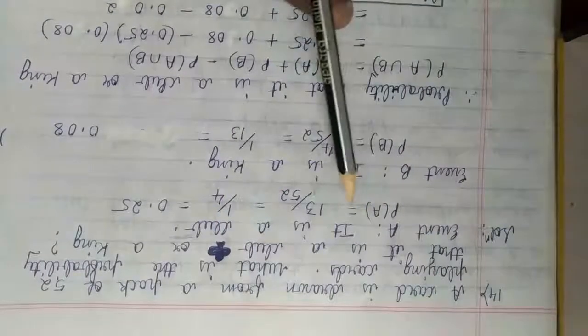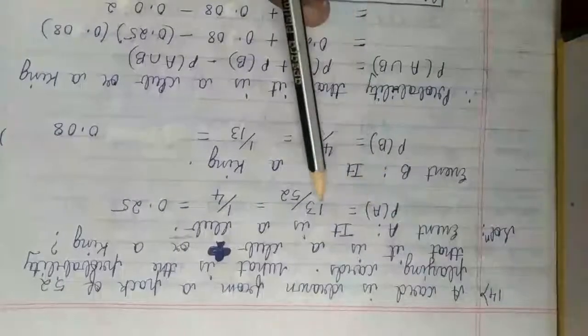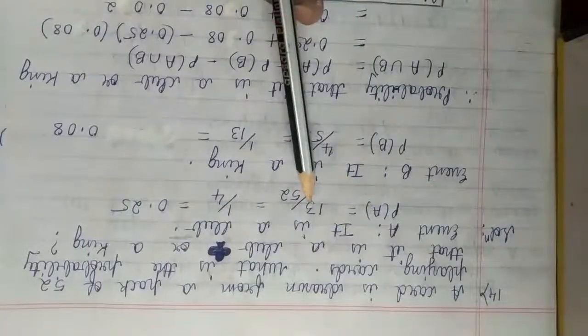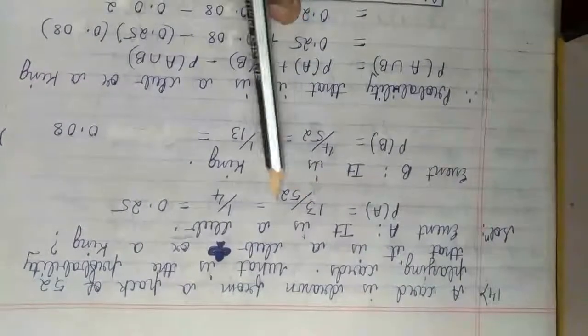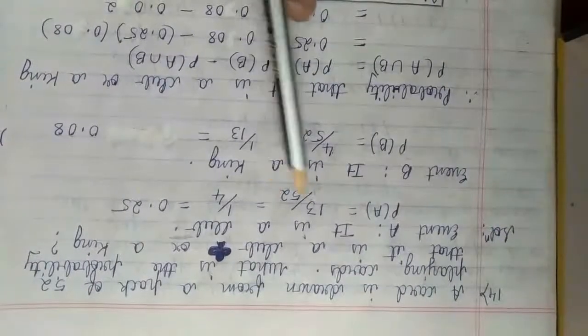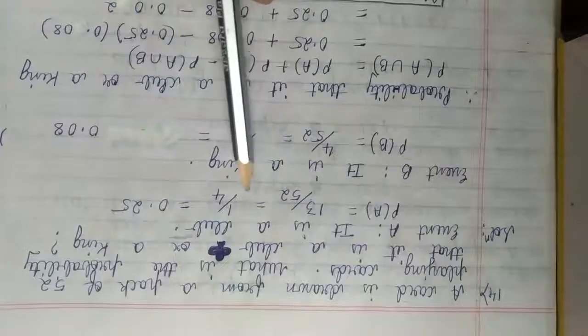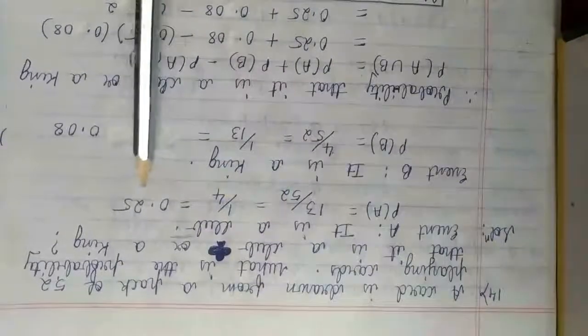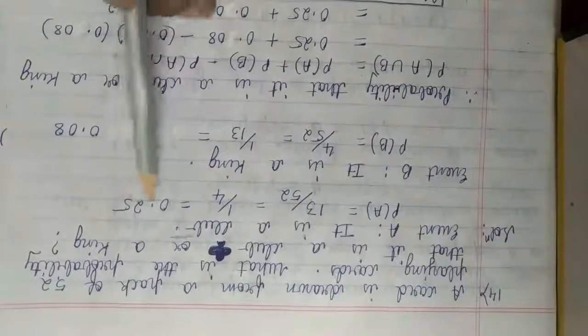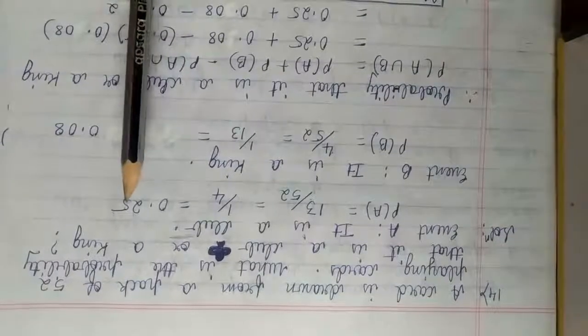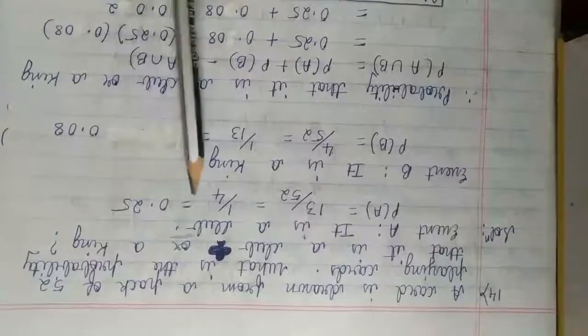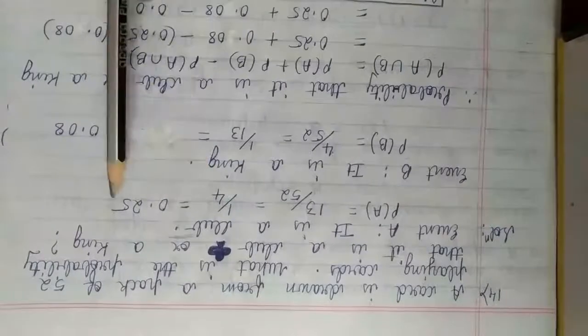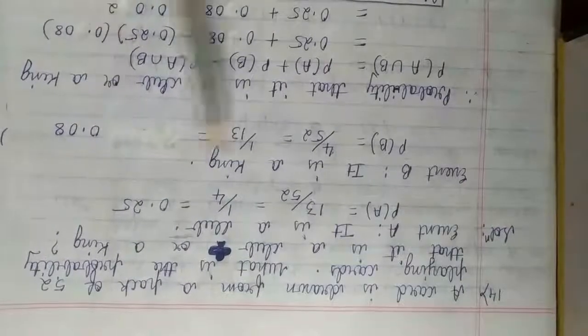What is the probability that it is a club? Probability of A is equal to, there are total 13 clubs in the set, divided by total number of cards in the deck, which is 52. So 13 divided by 52, which is equal to 1 upon 4, equal to 0.25. This type of problems we have done earlier. If you have difficulties, you can contact me or check the earlier problems. 2 mark problems we have solved earlier.